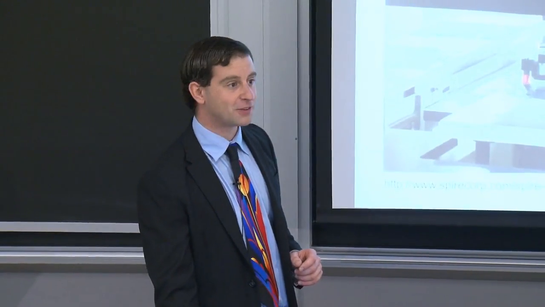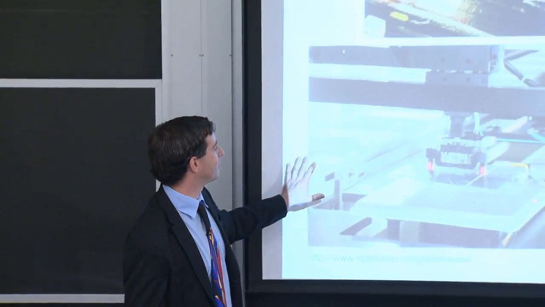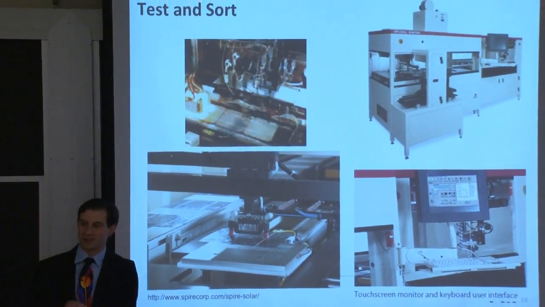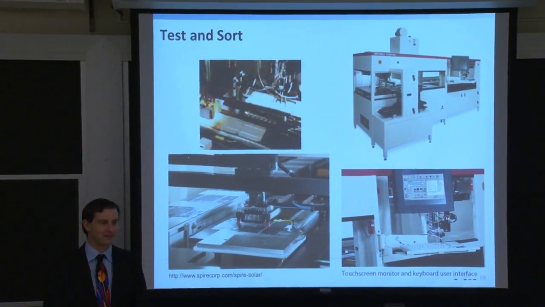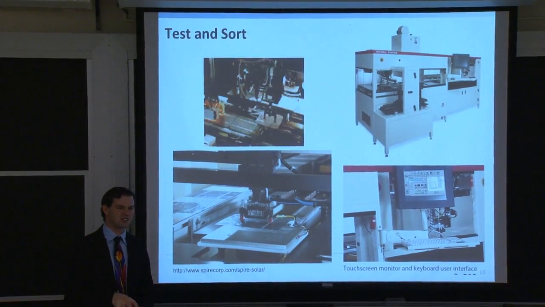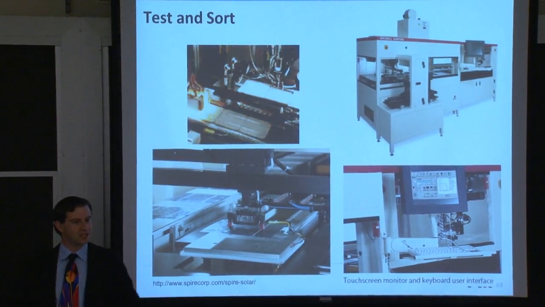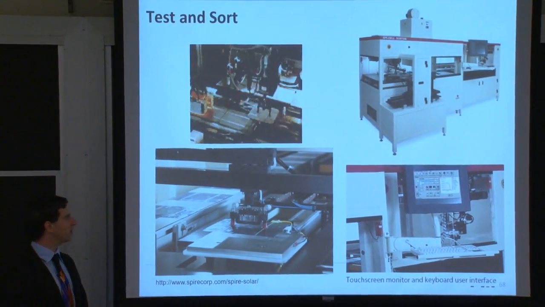So finally, testing and sorting. This is the last stage of the solar cell manufacturing process. Here we see a little pick and place. That means a little robot that picks up wafers and deposits them. The simplest incarnation is just a suction cup. The more fancy ones involve Bernoulli lifters, essentially pressure differentials pulling wafers up.